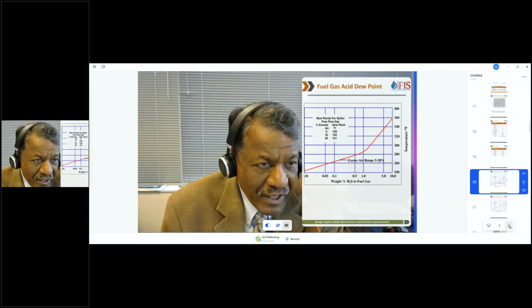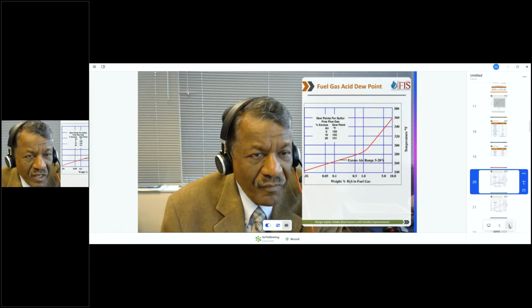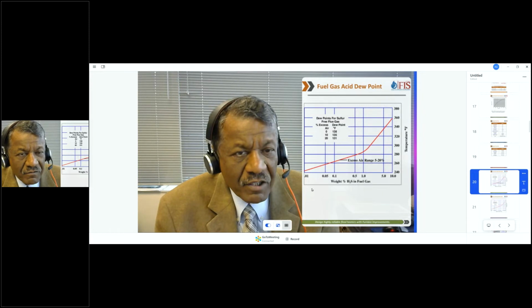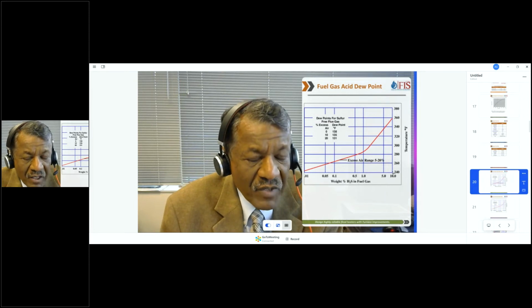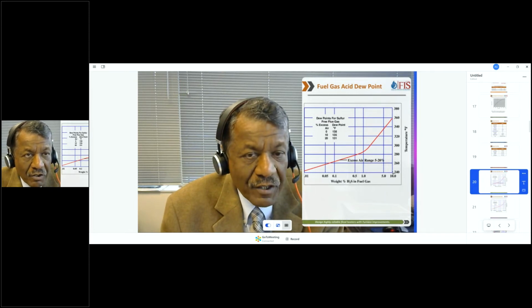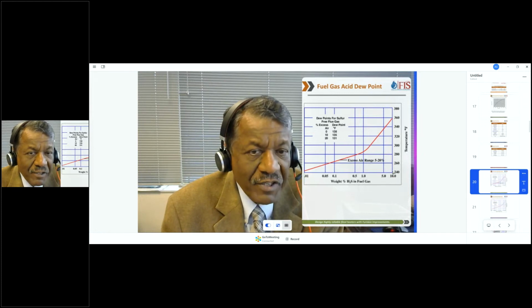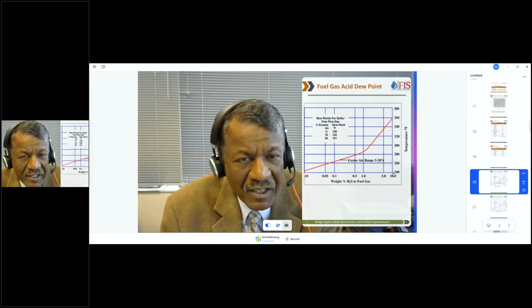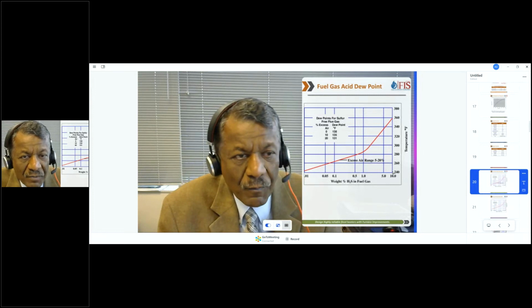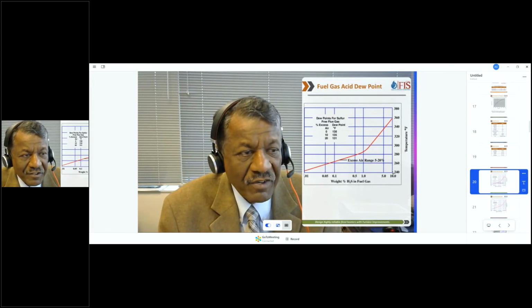But you see over here in this chart, even if I have a little bit of H2S in my fuel gas, my dew point is already 240. So I cannot go down to those temperatures. So acid dew point or sulfur trioxide prevents me from achieving higher efficiency or limits me, and that is why we typically range around 91, 92% efficiency for most of the furnaces.